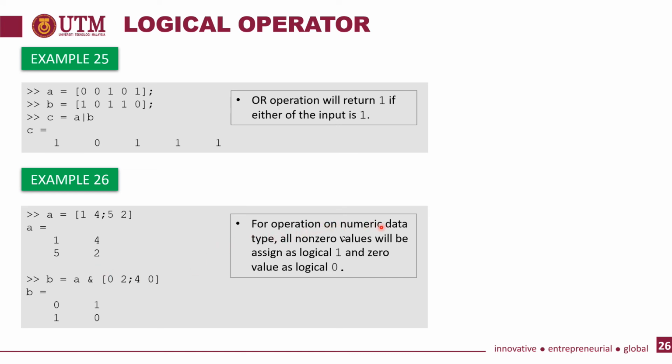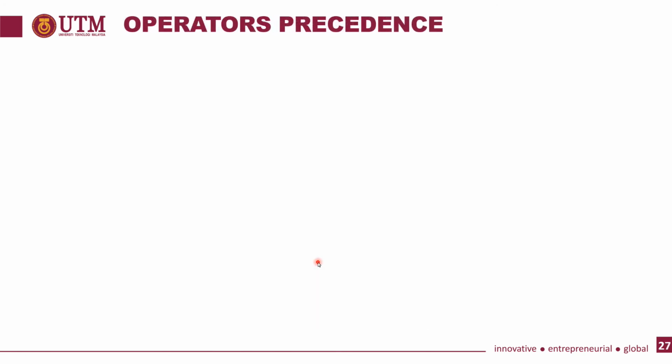So for operations on a numeric data type, all non-zero values will be assigned as logical 1 and 0 values as logical 0. When we have a matrix with numbers, if a number is not equal to 0, it will automatically be assigned as logical 1. If you have a value of 0 inside a matrix, it will automatically be assigned as logical 0.